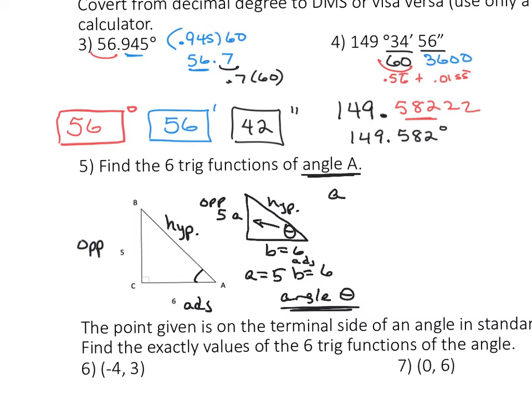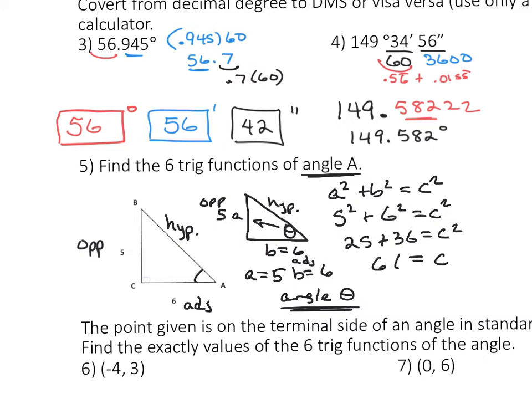We need to do Pythagorean theorem. A squared plus b squared equals c squared. A is 5, b is 6. I don't know c. So 25 plus 36 gives me 61. Square root it, and my hypotenuse is the square root of 61. If you could simplify this radical, you will, but we can't. So we're going to leave it the square root of 61.